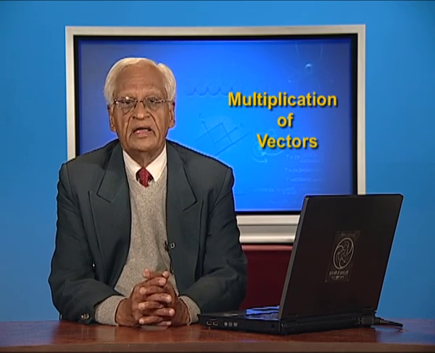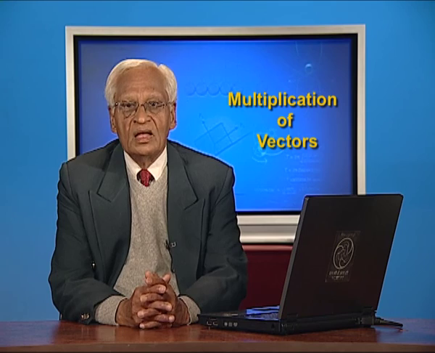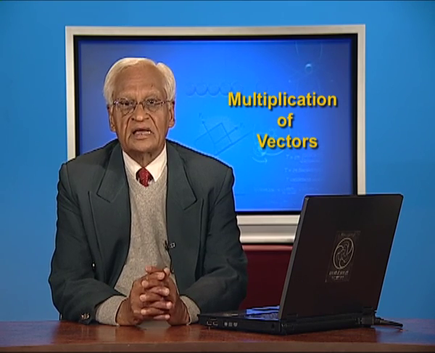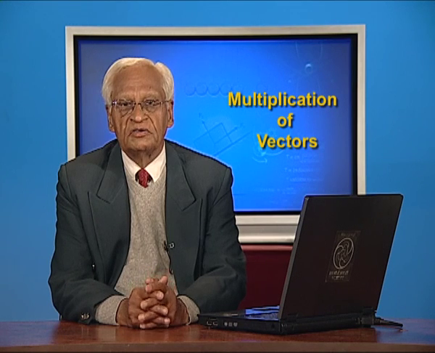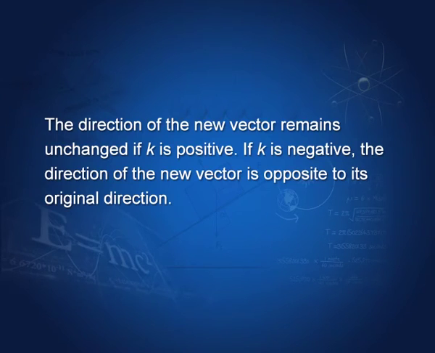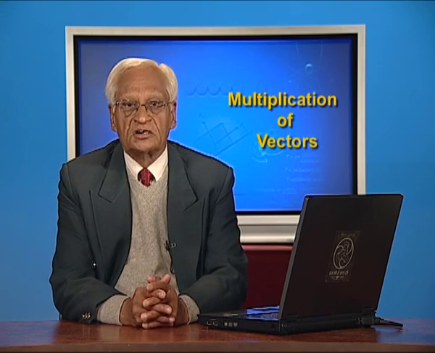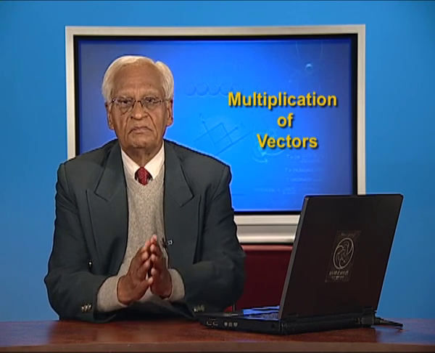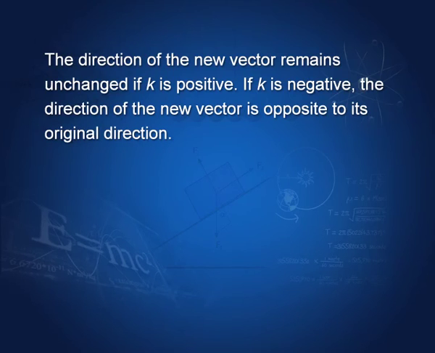So, when I multiply a vector A by a scalar k, the magnitude of the new vector is k times the magnitude of the vector A, and the direction of the new vector remains unchanged if k is positive. That is, if I multiply a vector by a positive quantity, its magnitude increases, but the direction remains the same. If k is negative, the direction of the new vector is opposite to its original direction.